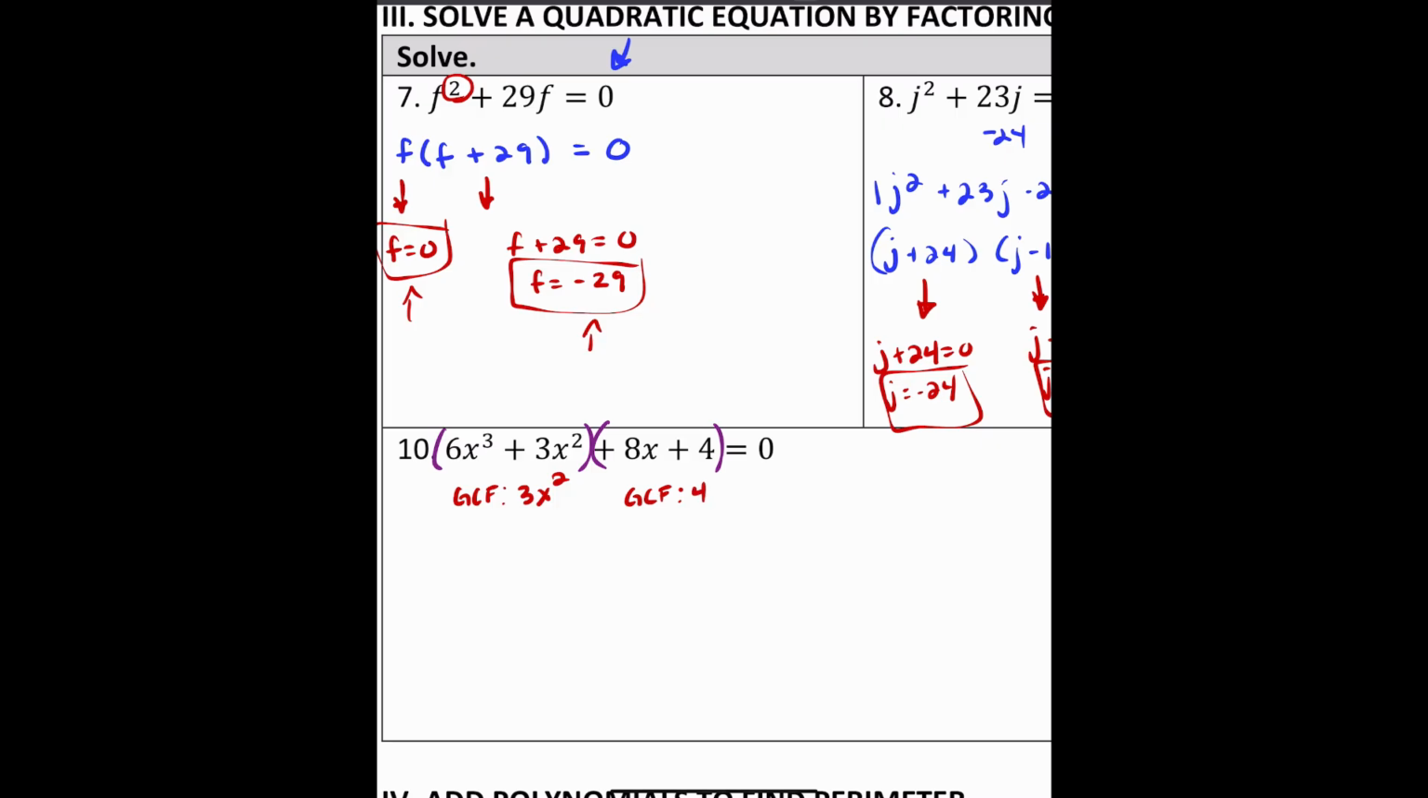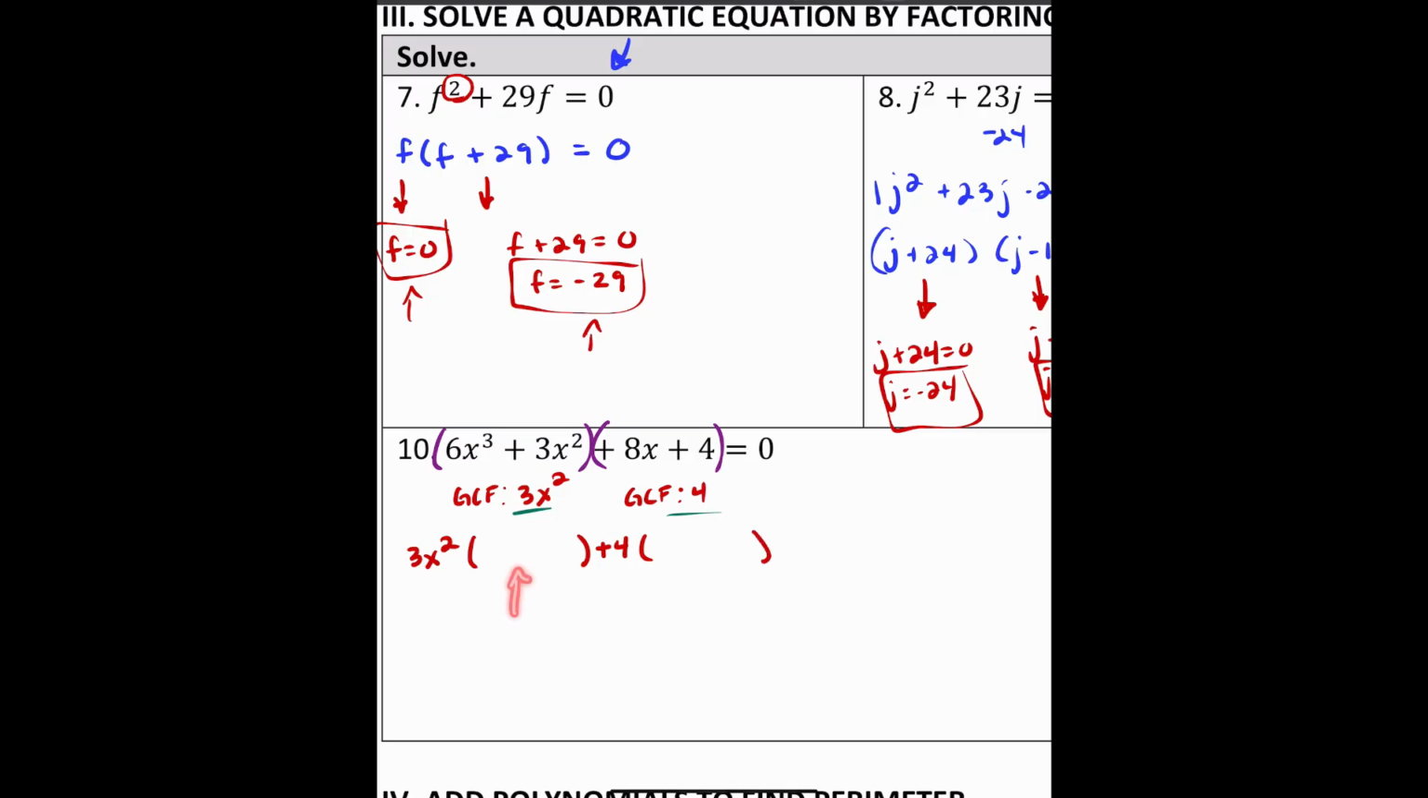The GCF between these 2 terms is 4. So now what I'm going to do is take the GCF, right? So the first GCF, the 3x squared, I'm going to write that down, then write the remainder, okay? And then for this one, that 4, notice it's a positive 4. So I need to make sure I include the sign. So if it's a negative 4, make sure you write negative 4. But in this case, it's a positive. So positive 4 for the GCF, then the remainder.